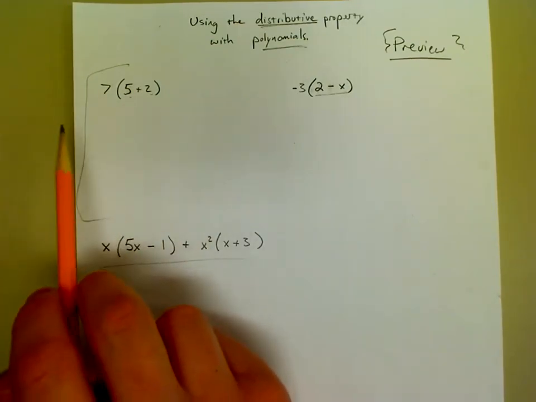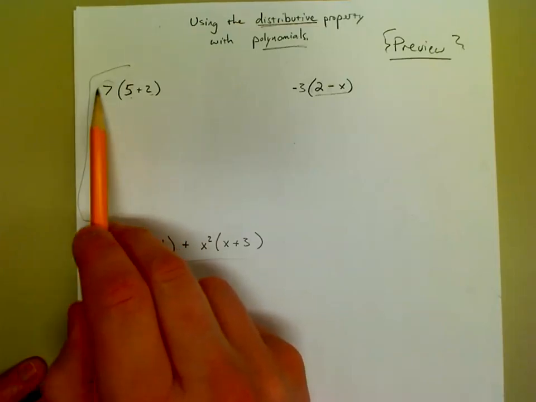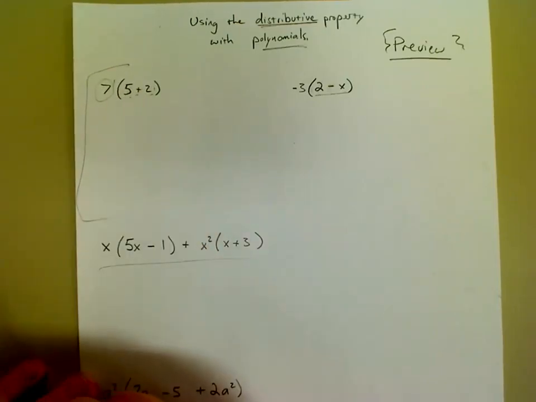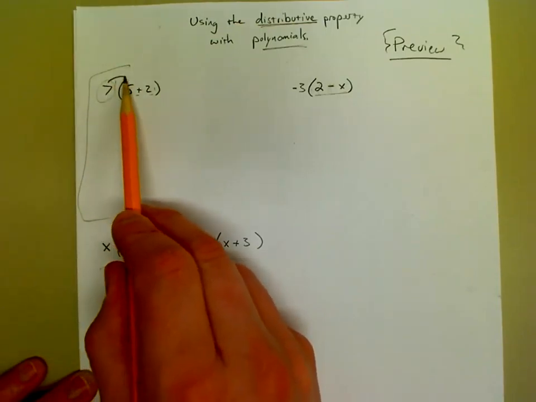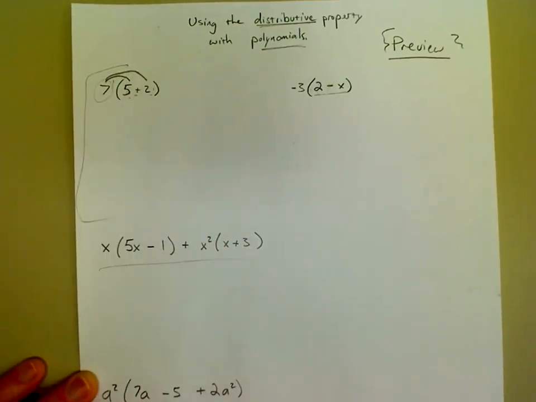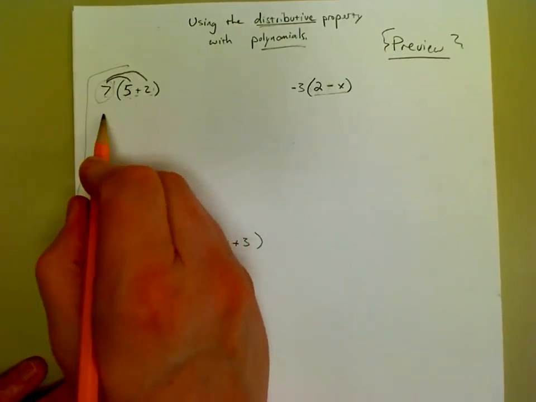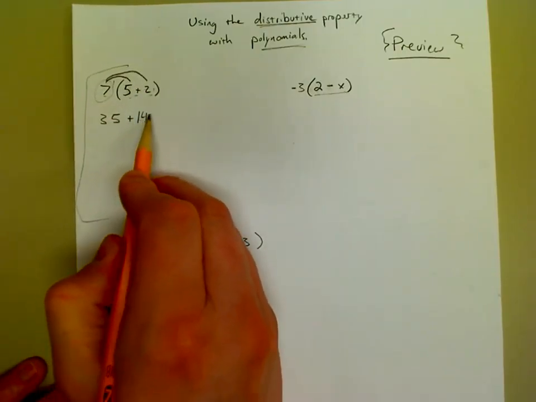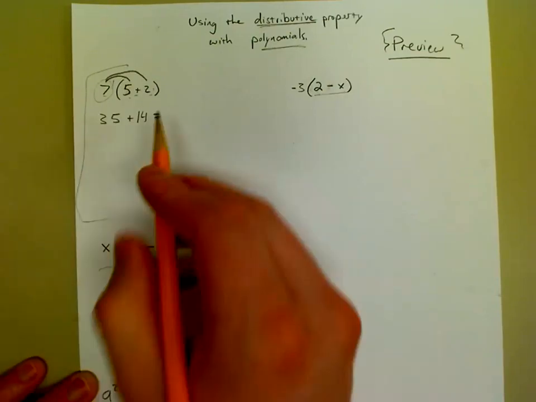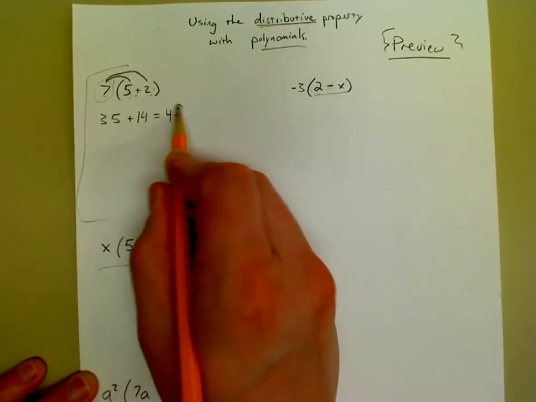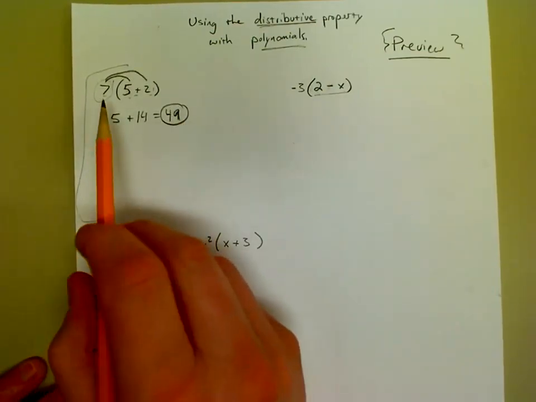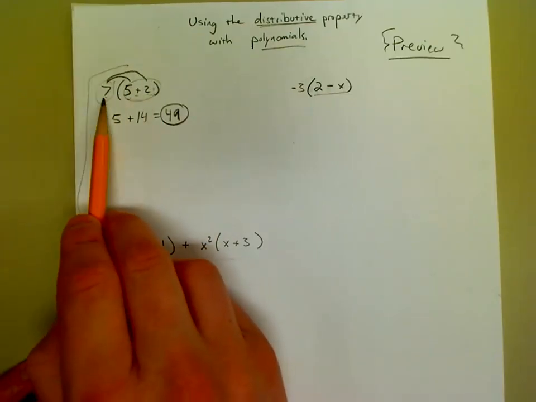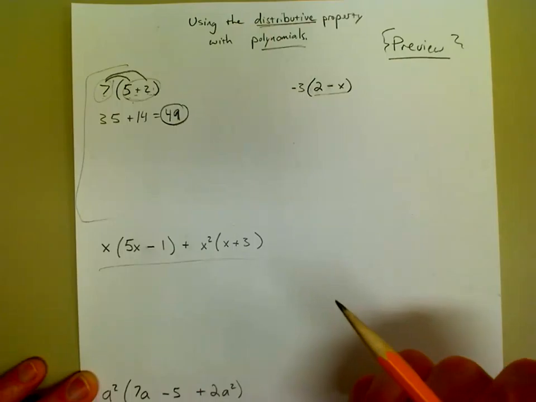So when I use the distributive property, what that says is if I have a number times two other numbers that are either added or subtracted, I have to multiply this into both of those. So this would be 7 times 5 is 35, plus 7 times 2 is 14, and that gives me 49. And I know that's the same as if I was to just combine these first. 5 plus 2 is 7, 7 times 7 is 49.